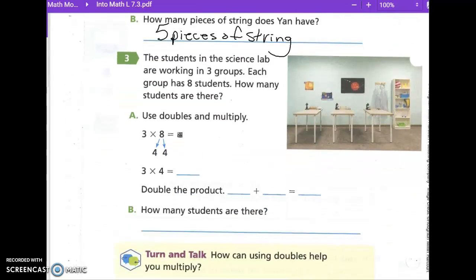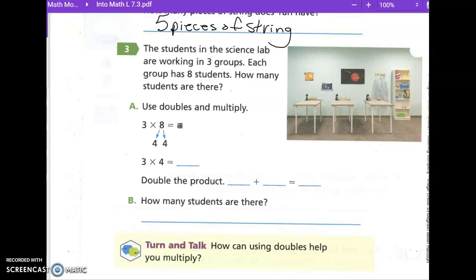All right, let's look at number 3. The students in the science lab are working in 3 groups. Each group has 8 students. How many students are there? Use doubles to multiply. So they're taking the 8 and dividing it in half, or into its doubles.